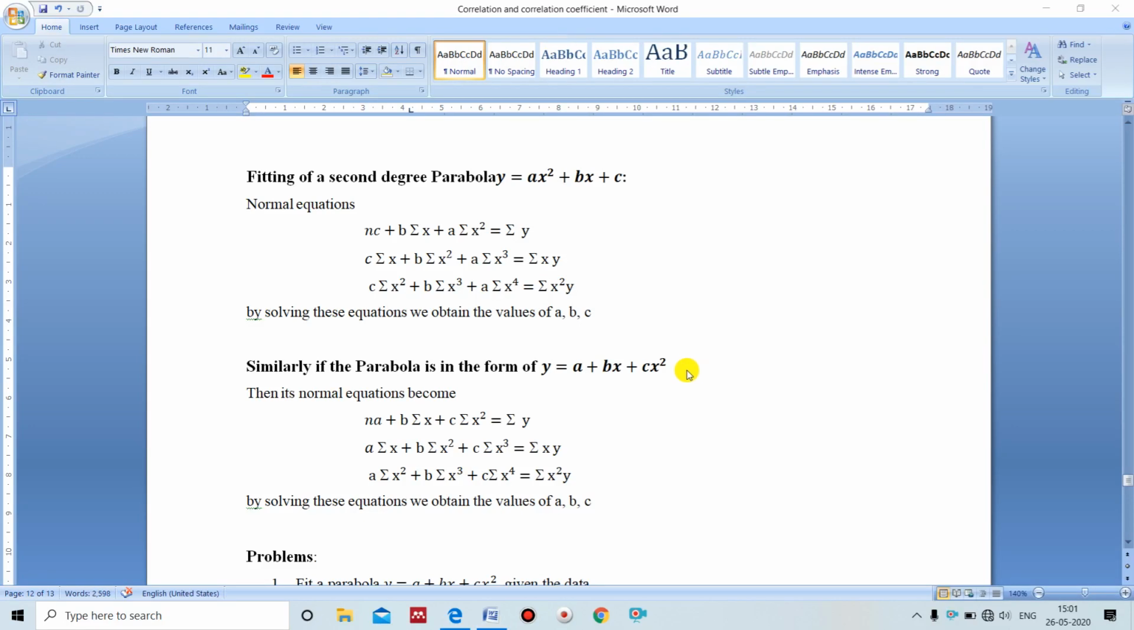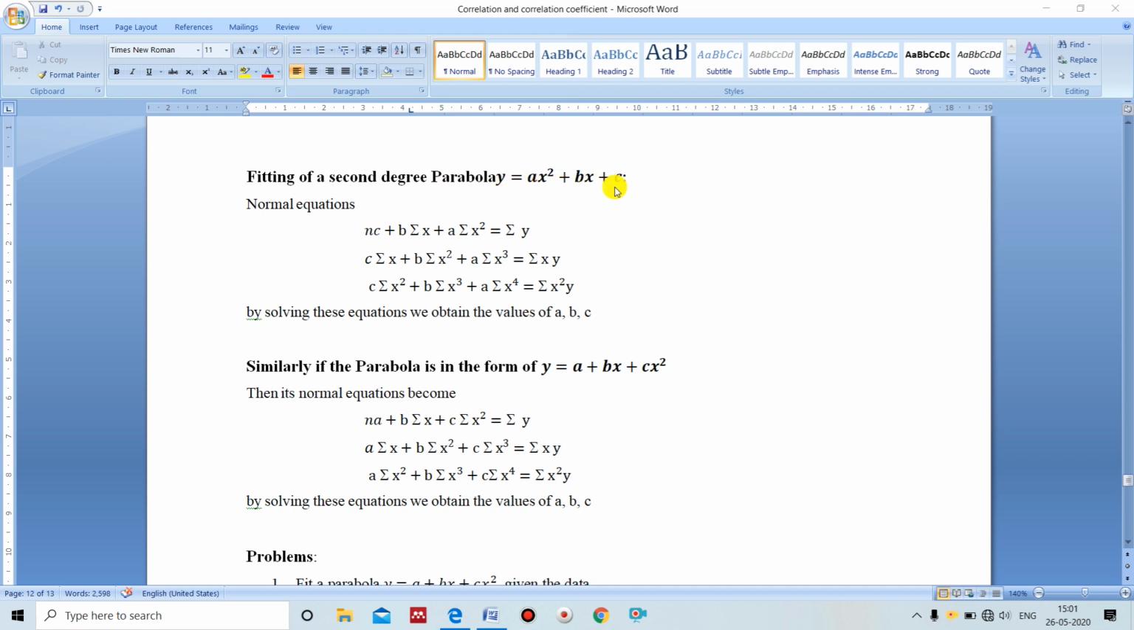Dear student, this is the last curve, that is fitting of a second degree parabola. In the earlier videos we learned the fitting of a straight line and fitting of a geometric curve or exponential form. This is the last curve, that is a parabola: fitting of a second degree parabola, y equal to ax square plus bx plus c.